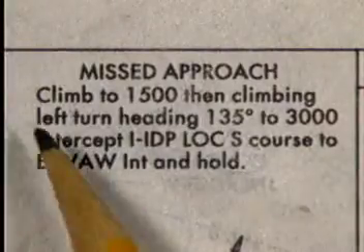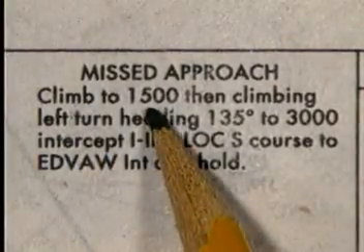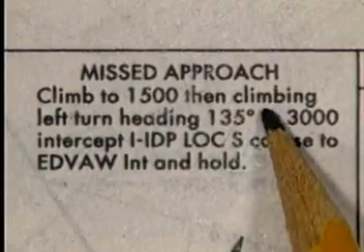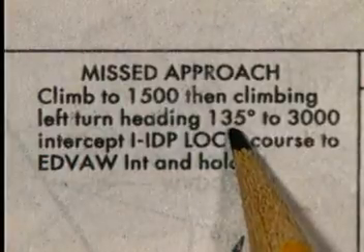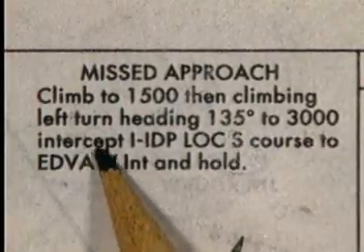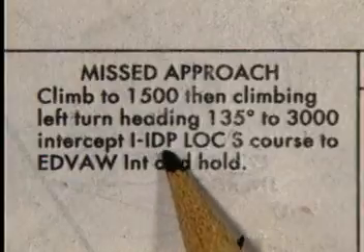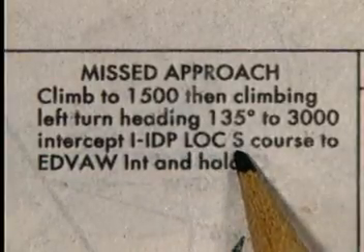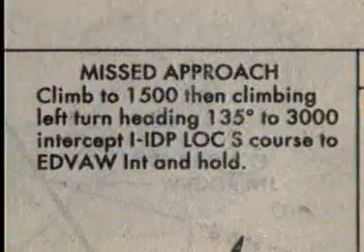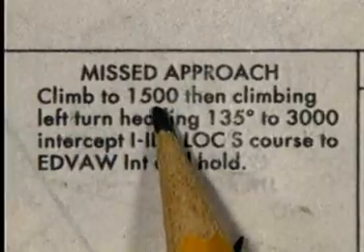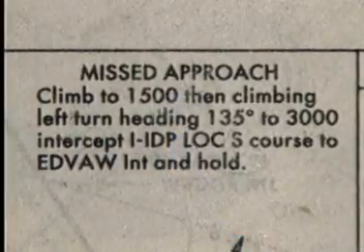Now, the missed approach instructions are the same as for the ILS. I'll climb straight ahead until I get to 1,500 feet. Then I'll make a climbing left turn to 3,000 feet on a heading of 135 degrees. And I'll hold that heading until I intercept the Independence localizer, and then I'll head south to Edgware intersection. I'll just memorize the initial climb instructions. In this case, it says to climb straight ahead until I get to 1,500 feet.